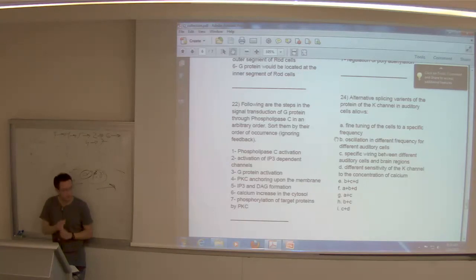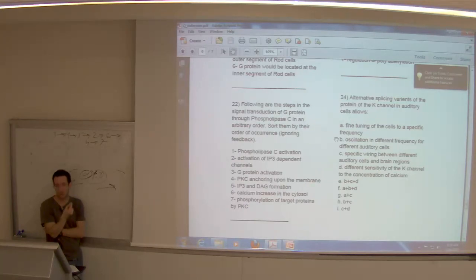These were just bullets. So A and B are actually the same thing? Well, B is what enables A. They are both correct as they are. Fine-tuning of the cell's specific frequency is the outcome, and it is enabled via oscillation in different frequencies for each hair cell. A and B are both correct. Is the variant of the potassium channel the reason for the different oscillations?